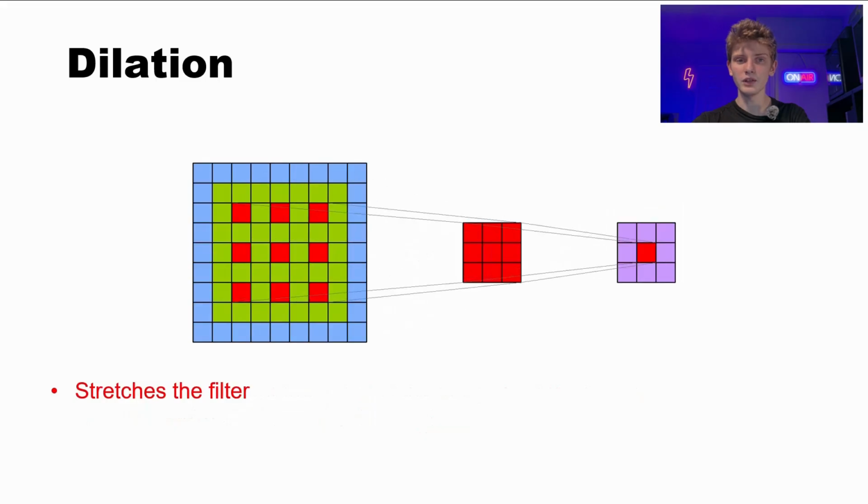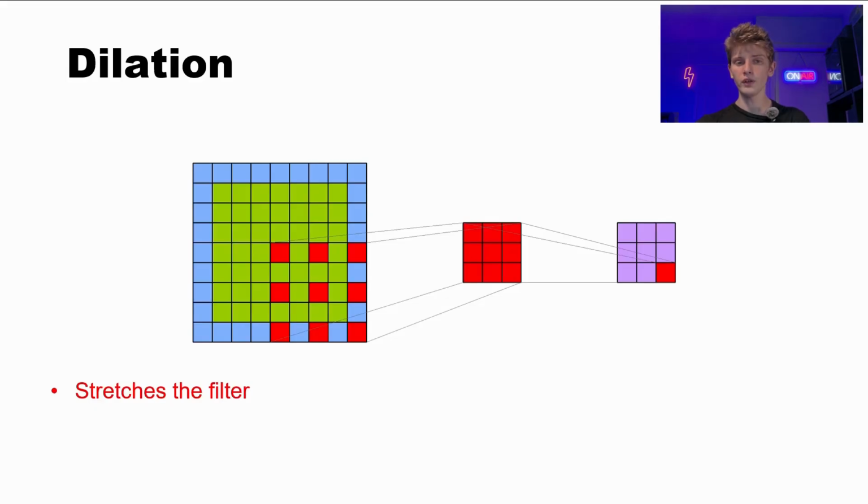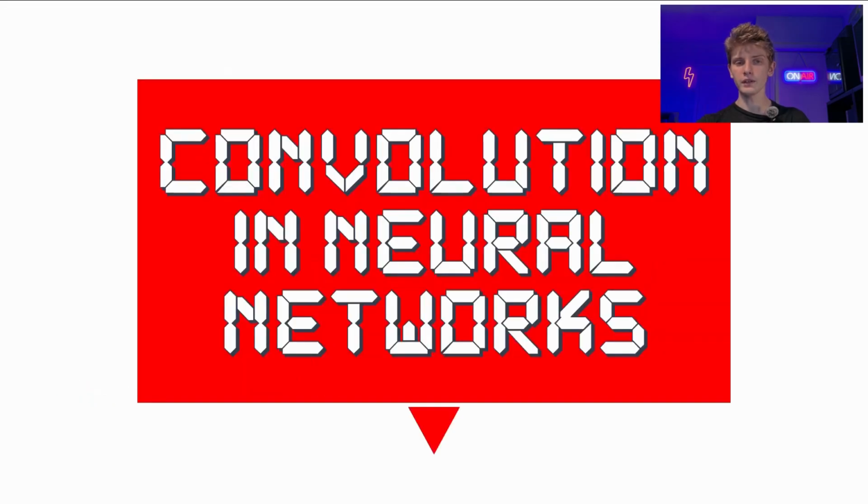And we could also have dilation. Essentially what this does is this just kind of stretches out our image. You can see that now the area that we're covering is less dense, and our output is also smaller. So now that we understand how convolution actually works, let's take a look at convolution in the context of neural networks.